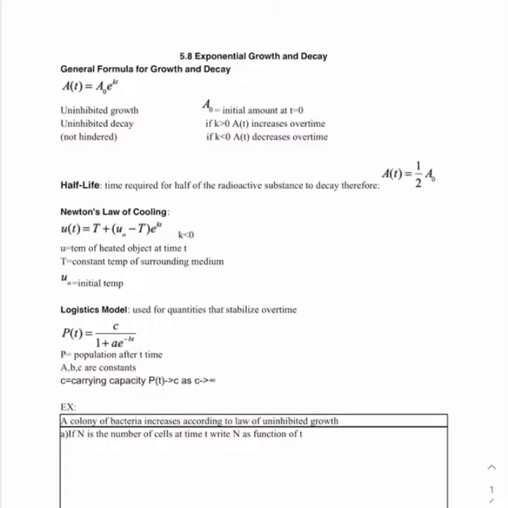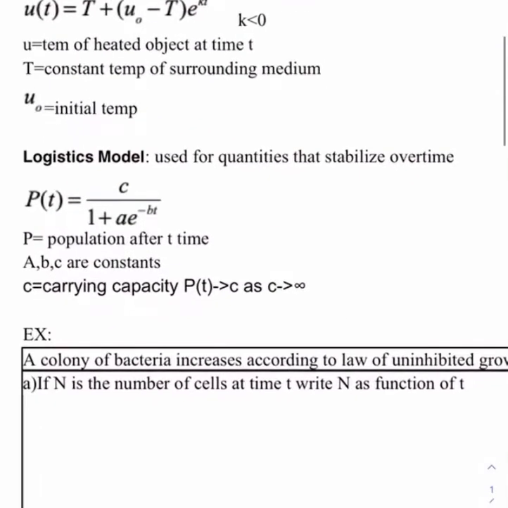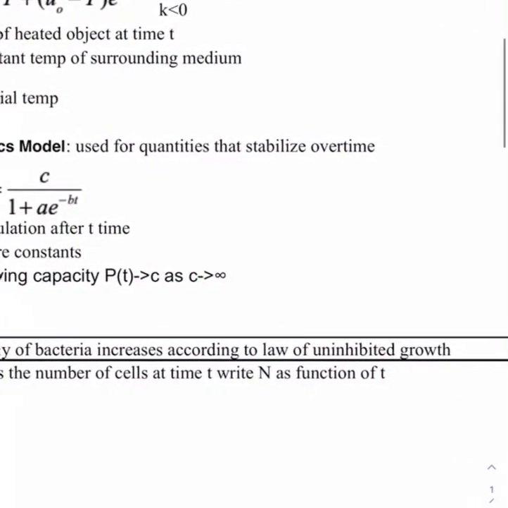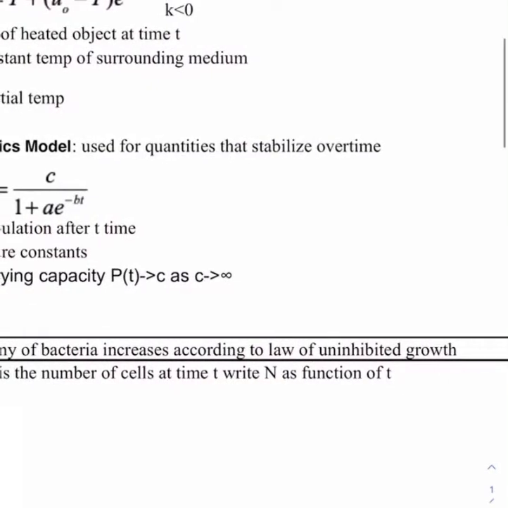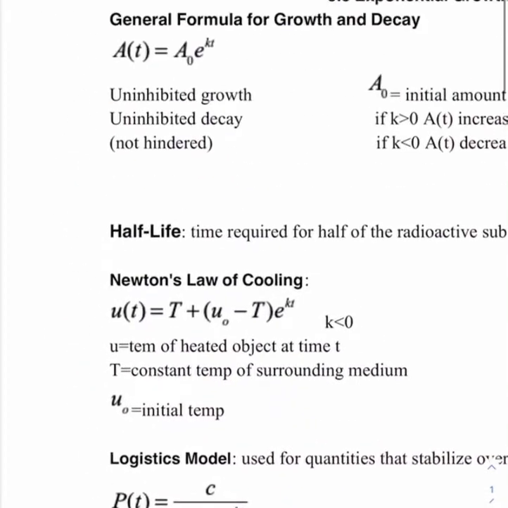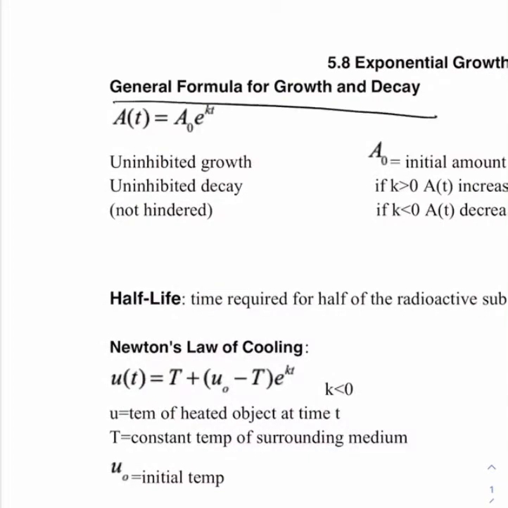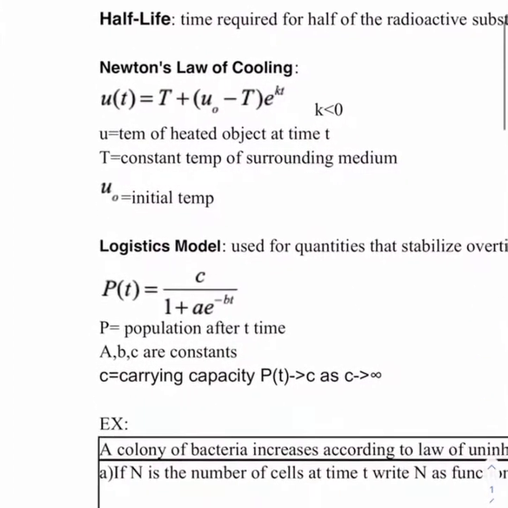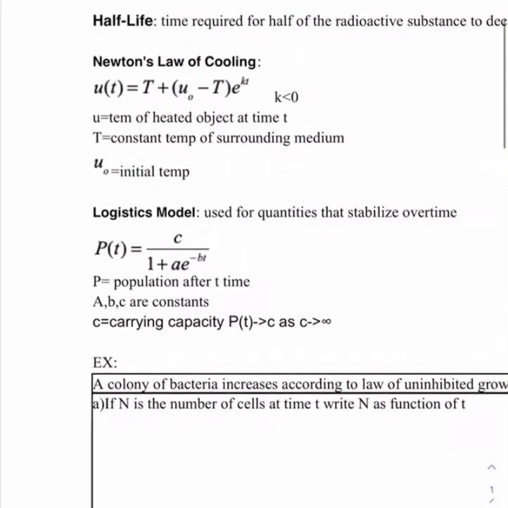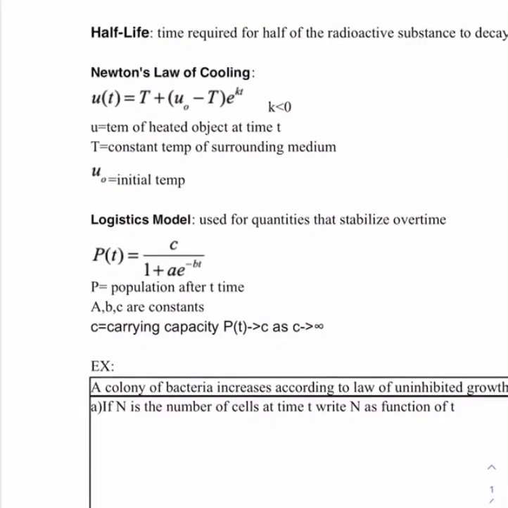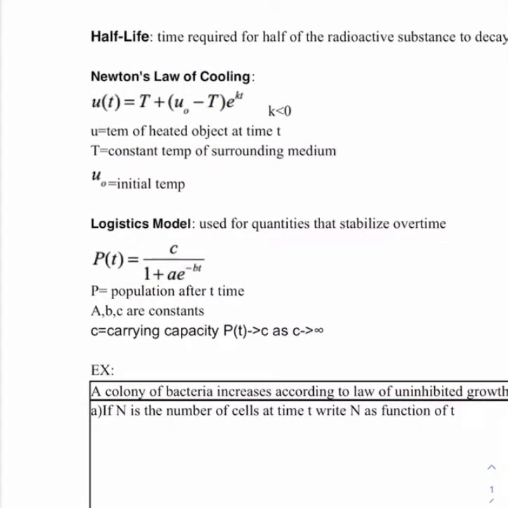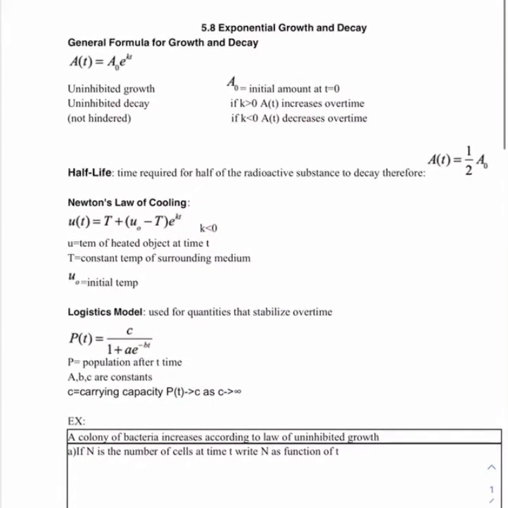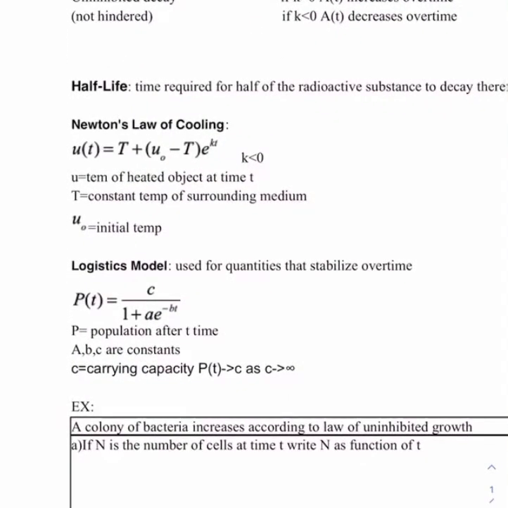So let's go ahead and do this first one, and it says, a colony of bacteria increases according to the law of uninhibited growth. So we are talking about growth, so we're going to be using that general formula for growth and decay. Part A, if N is the number of cells at time t, write N as a function of t. So basically, instead of using A sub 0, which is like our initial amount, we're just going to be using N instead of A. So we're going to rewrite that same formula just using N.